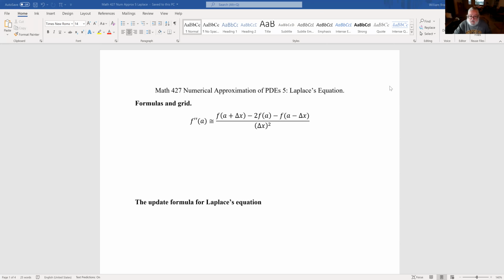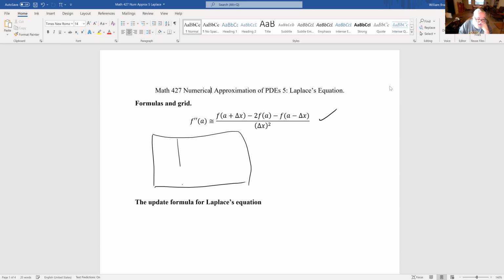Okay, and the last thing to do is Laplace's equation. So again, here's our update formula for the second derivative. The grid for Laplace's equation, again, this is in some kind of a space. And we have our grid. But Laplace's equation is uxx plus uyy equals 0. And so this is my y coordinate, and this is my x coordinate.